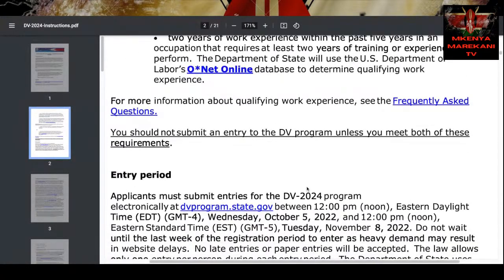And you should not submit an entry to the DV program unless you meet both of these requirements. So if you don't have high school and you don't have the work experience of 2 years, then you don't meet the qualification. That's the only time you'll be disqualified: you don't meet the qualifications.